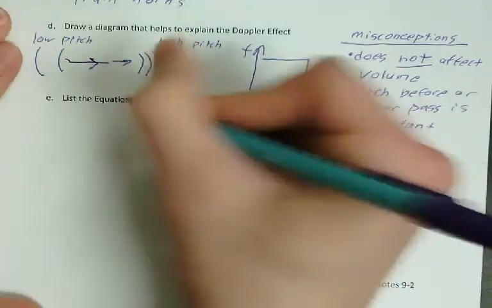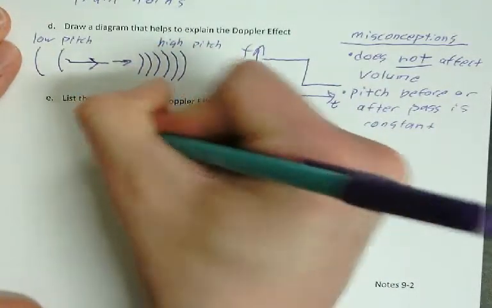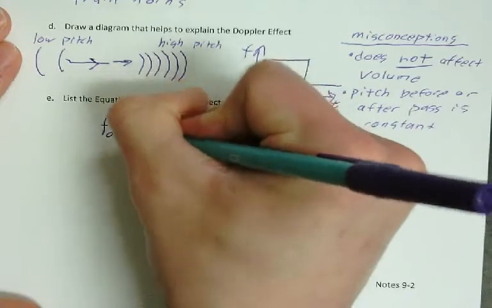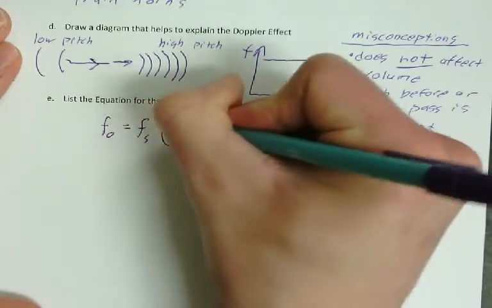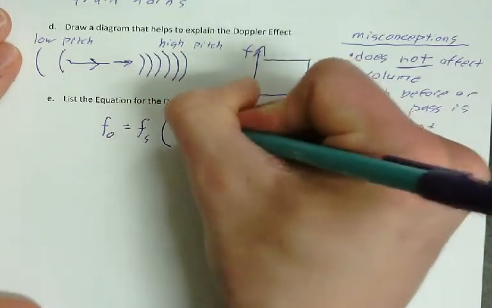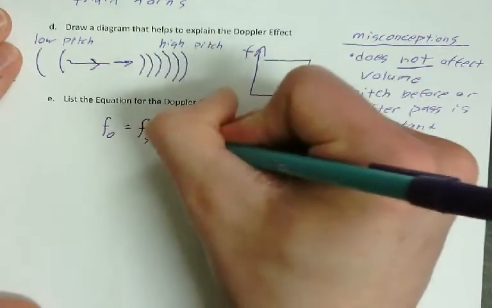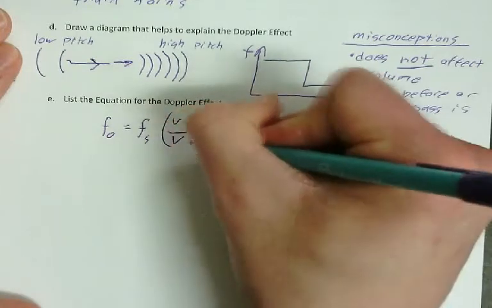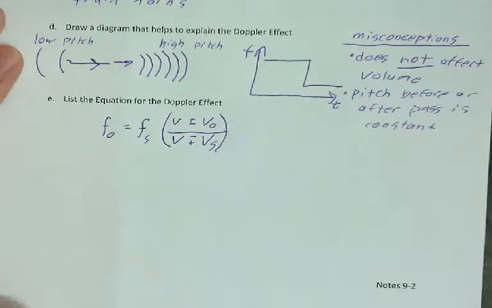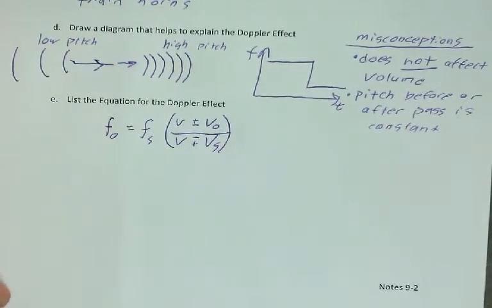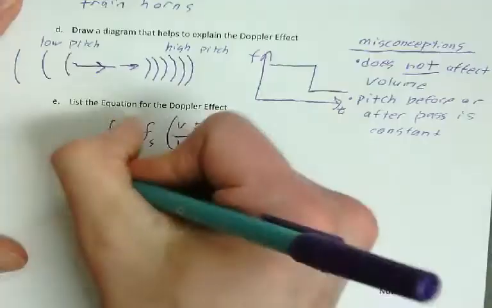All right, here's the equation. FO equals FS times V plus or minus VO divided by V minus or plus VS. Don't worry, I'm going to tell you what all these things mean. Okay, let's start with the F's.